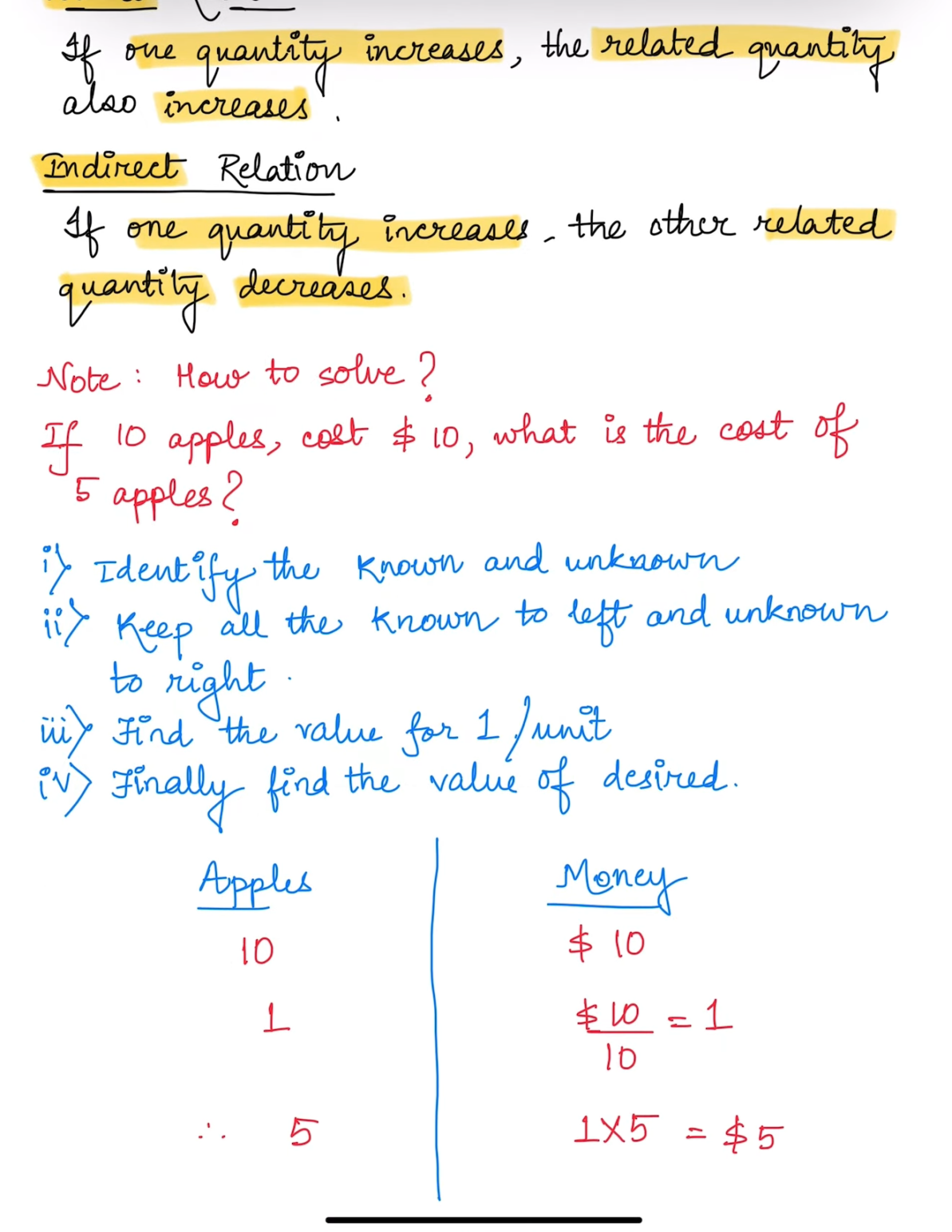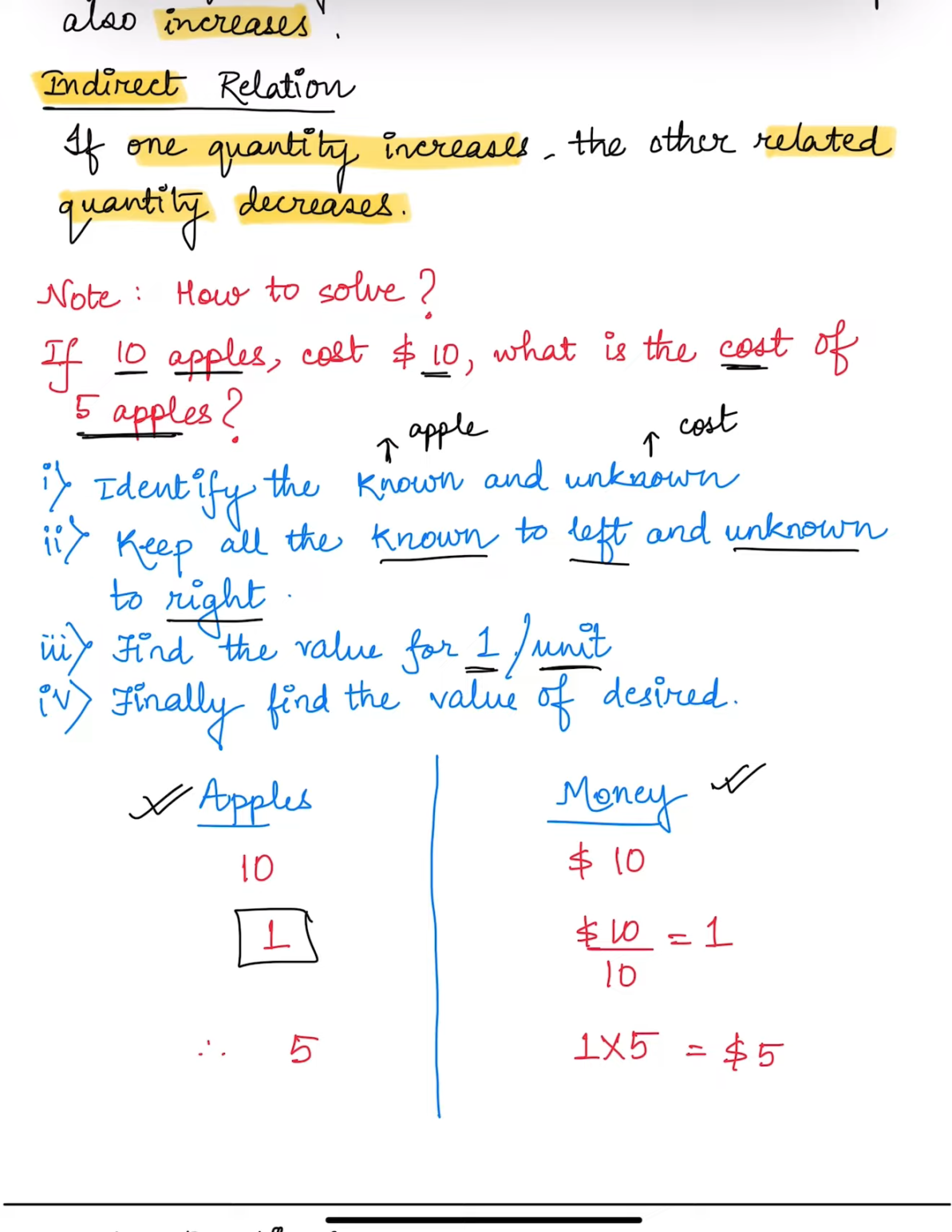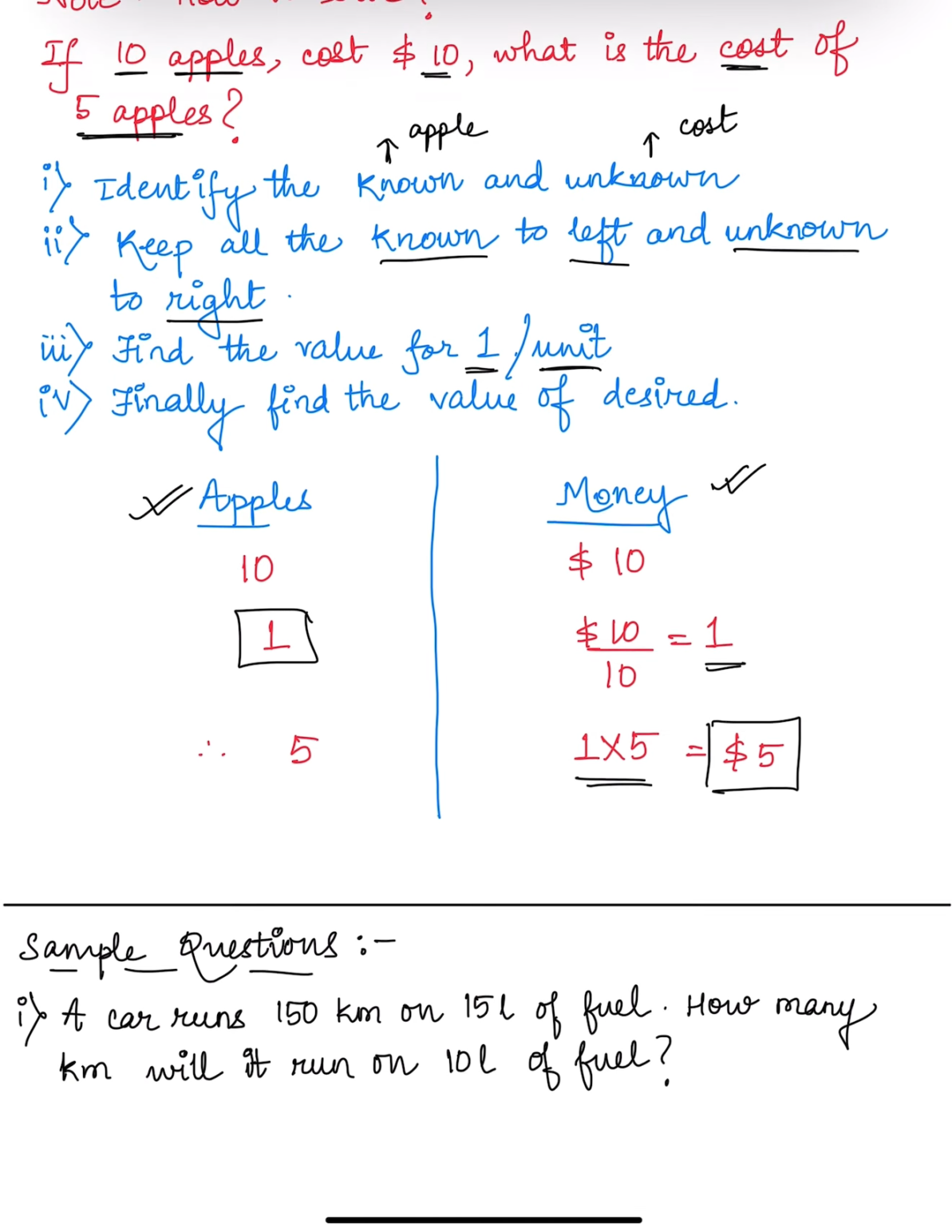Now the third step is to find the value for one or for every unit. We know that 10 apples are costing $10, so 1 will obviously cost less, so it is 10 by 10, and this is $1. Now we have to find the value of the desired quantity, that is 5 apples, so that will be 1 into 5, and this will give us $5. If we keep these steps in mind, we can solve the questions very easily.